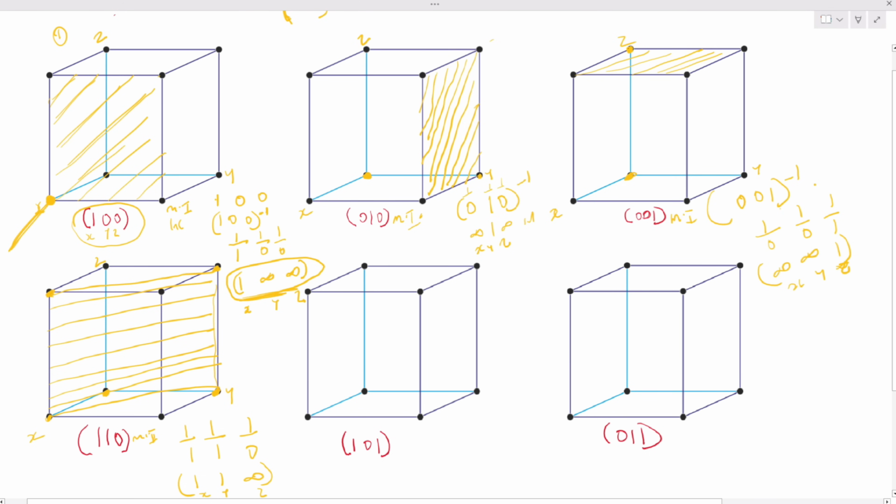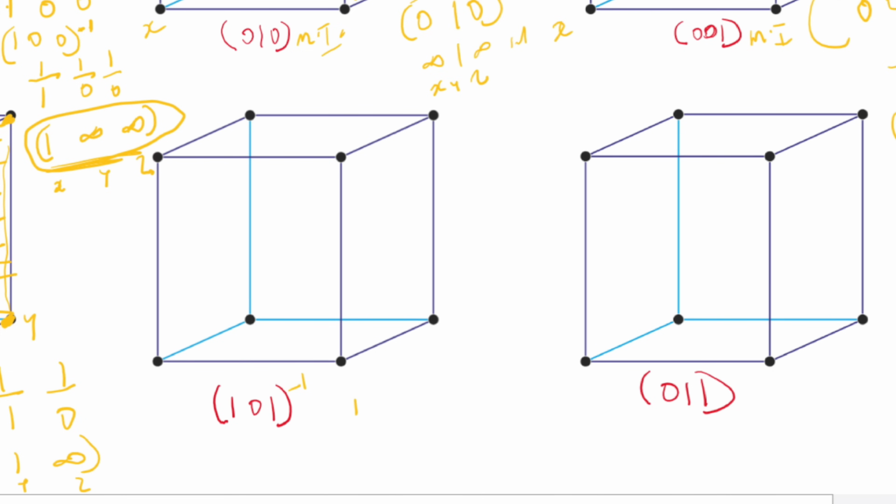Right. So next in line is 101. So Miller indices, we do the reciprocal once again, which is 1 over 1, 1 over 0, 1 over 1, and we have 1 infinity 1. Right. So this is our x, y, and z. So x, y, z. Remember to always put the brackets.